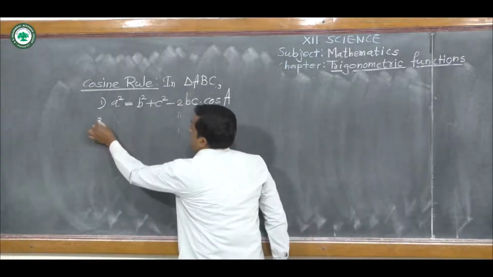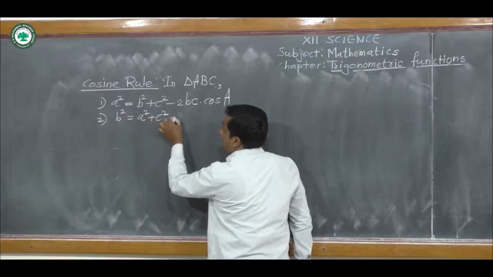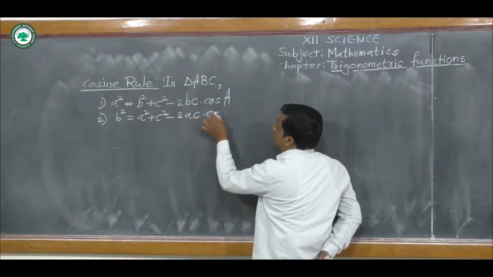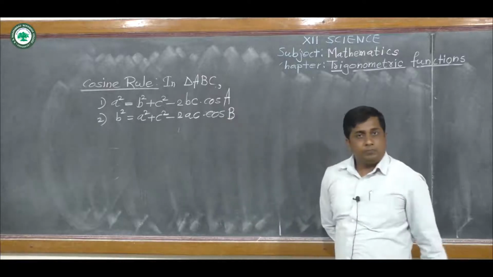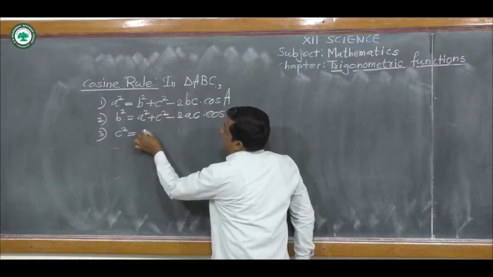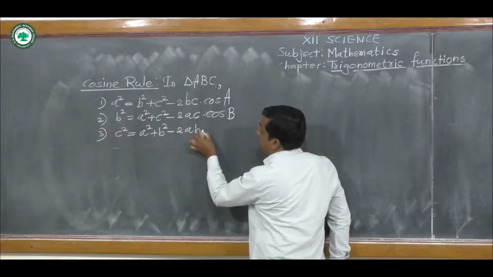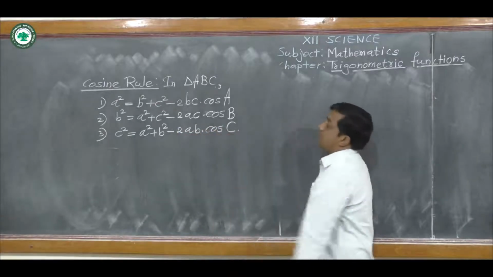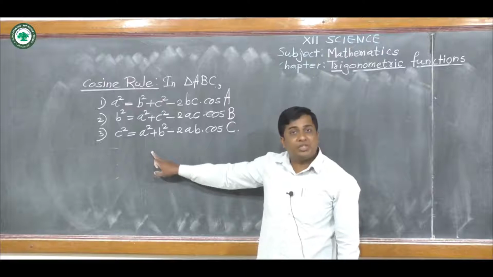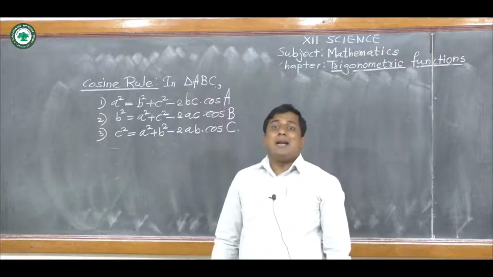Second, b square is equal to a square plus c square minus 2 times ac into cos B. Third one, c square is equal to a square plus b square minus 2 times ab into cos C. So related with this cosine rule, we have 3 types of relations, and we have to prove these relations.